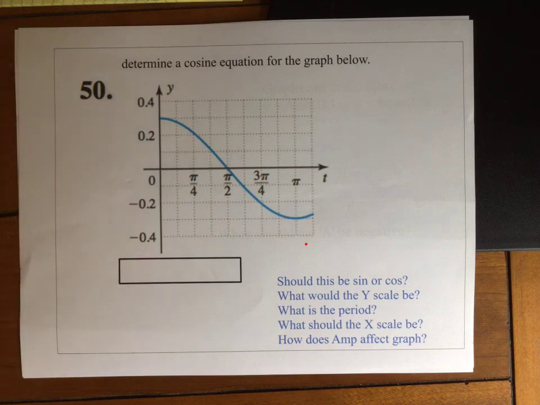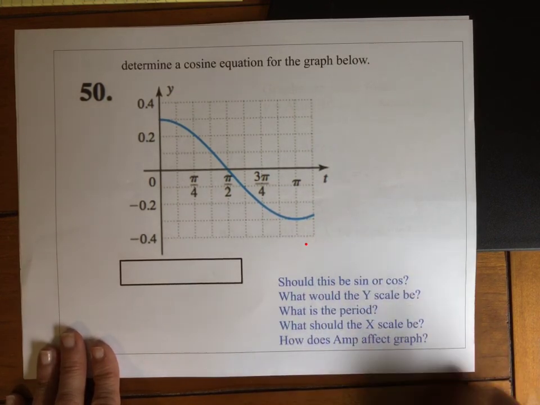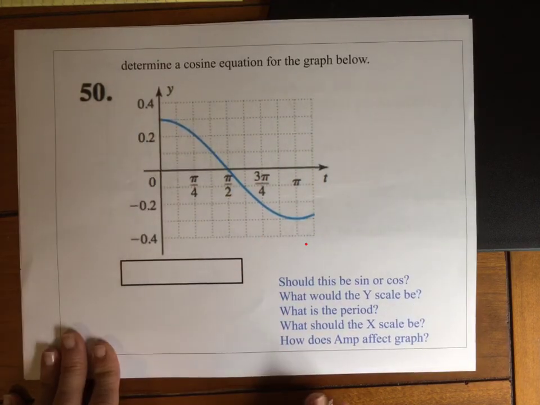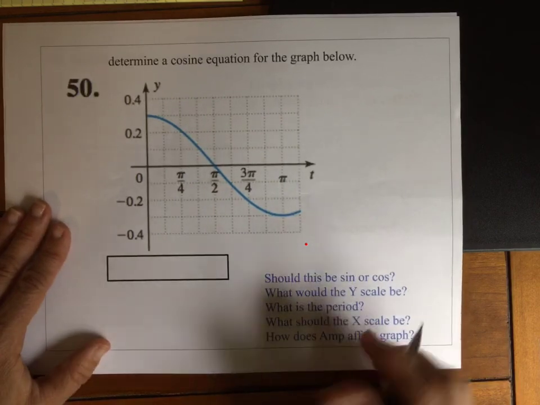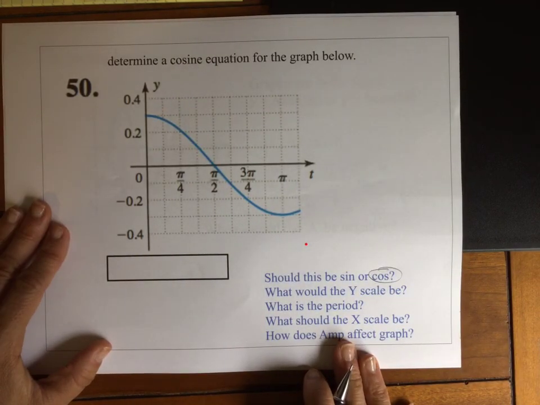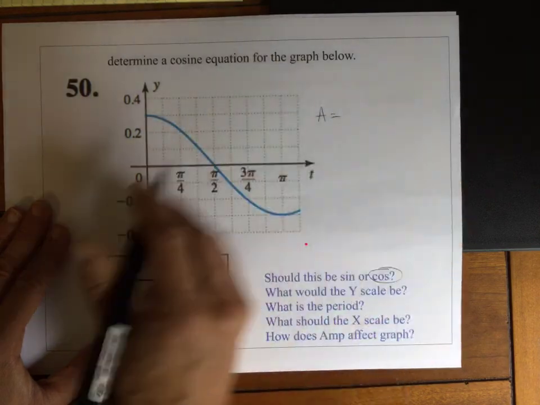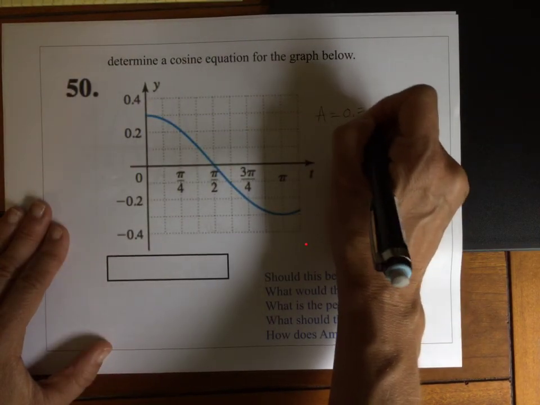All right, so hopefully you had some time to take a look at this one. Should this be sine or cosine? I'm going to say cosine because I don't start at 0, I start at a max. So I'm going to use the cosine. What is the y scale? They already have a y scale, we don't care about that. But what's the amplitude on this? This is my 0, and it looks like my amplitude is 0.3.